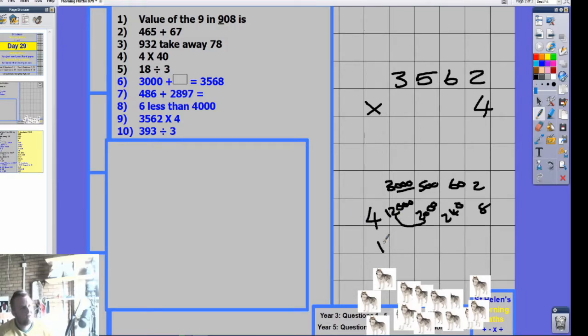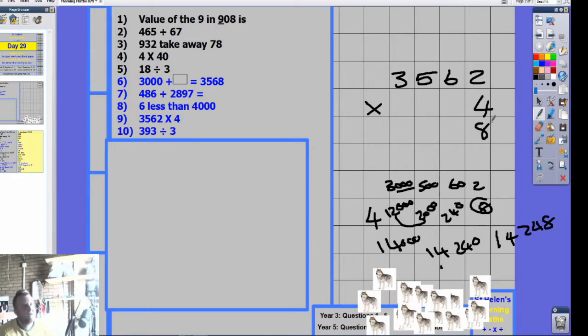Add these two together, you get 14,000. Add another 240. So it's 1, 4, 2, 4, 0. And then you've got to add the 8: 1, 4, 2, 4, 8. So you just multiply them each individually and then you add them all together. 14,248. Let's see if we get that over here.